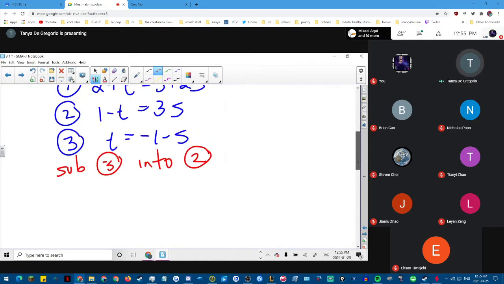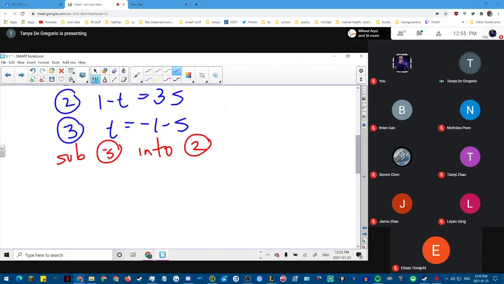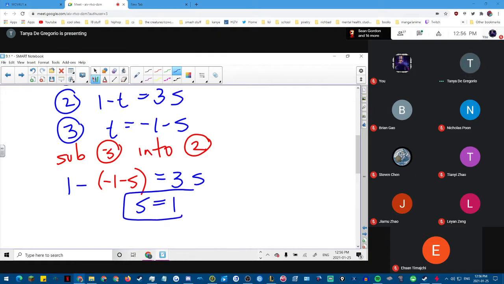All right, so I sub 3 into 2. And so I have 1 minus. Okay, and so what do I get here? S equals 1. Good. And now we're going to sub this into 3 because it's already solved.